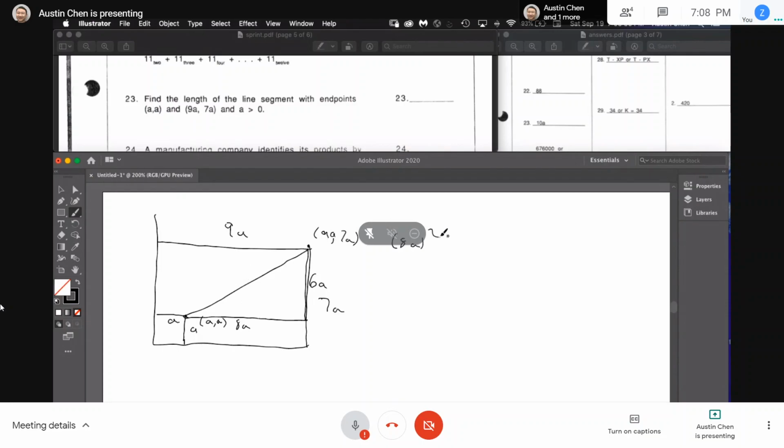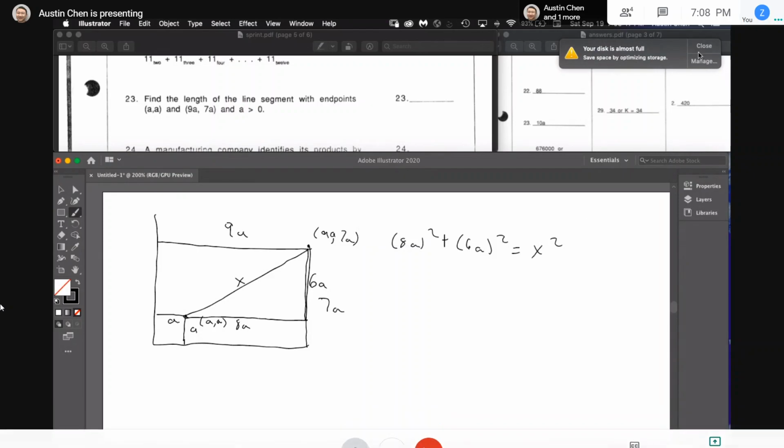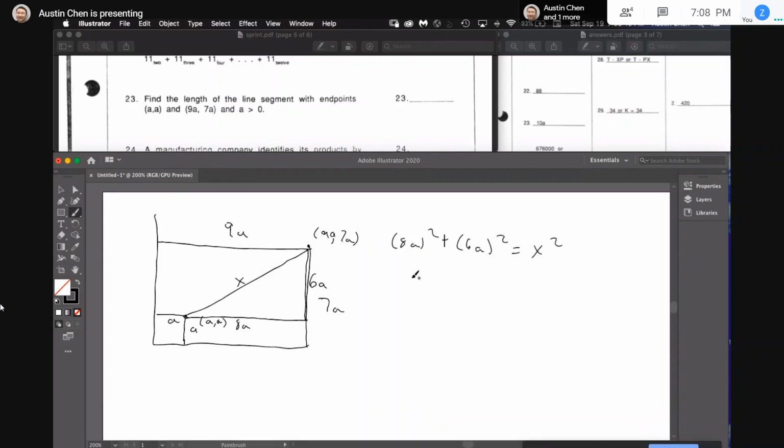So (8a) squared plus (6a) squared equals, let's call this x squared. Then you just expand it out. This will be 100a squared. Then you square root both sides to get 10a equals x. So the length is going to be 10a, and that's your answer.